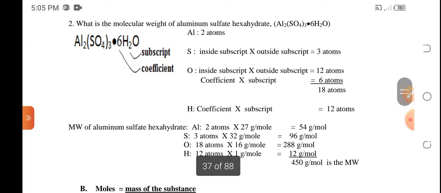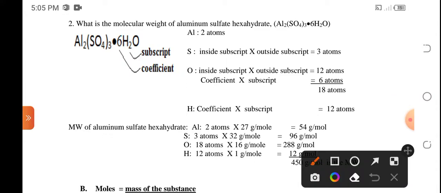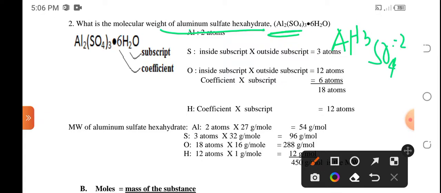Now, what if the chemical formula is very complicated? How do we know how many atoms there are? So, for example, what is the molecular weight of aluminum sulfate hexahydrate? So, aluminum sulfate, because aluminum has positive 3 and sulfate SO4 is negative 2. After crisscross, the aluminum will receive the 2 and the 3 coming from aluminum will be crisscrossed to the side of sulfate. So, this is our aluminum sulfate: Al2(SO4)3, and then the hexahydrate is 6H2O.